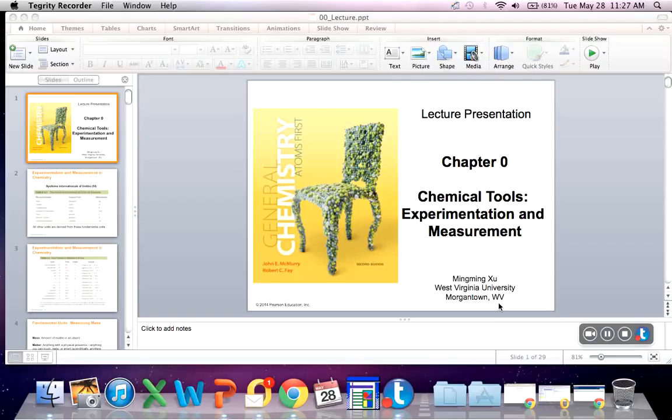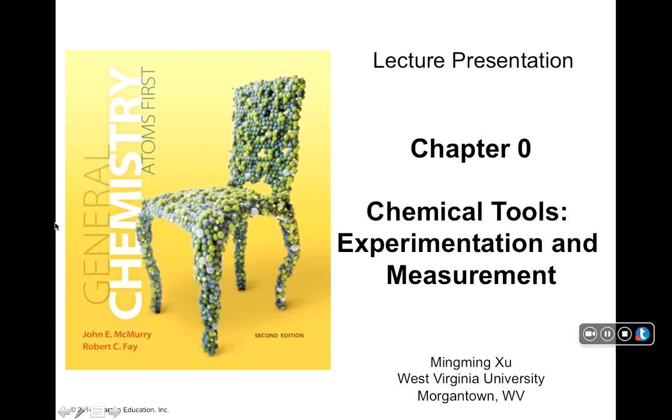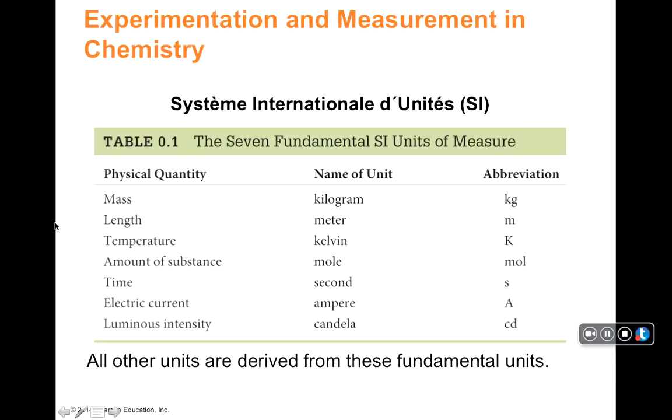So starting with this chapter, the first things that are in the chapter are on measurements, units of measurements, and the types of units that we use. So you can see here the list of the 7 fundamental SI units of measure that we typically use to measure different types of physical quantities. You should be familiar with these and their abbreviations.